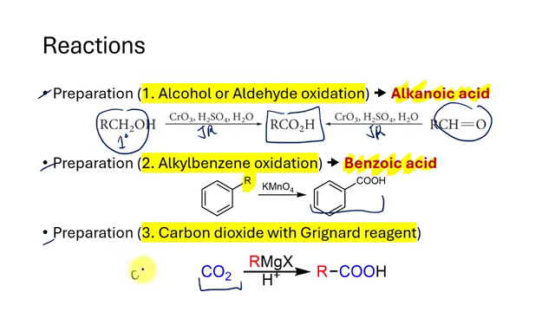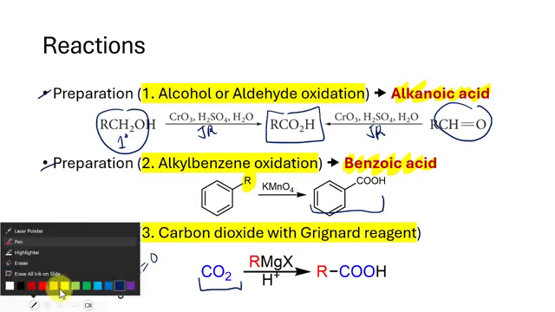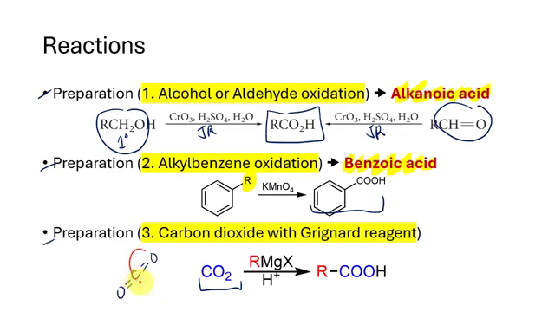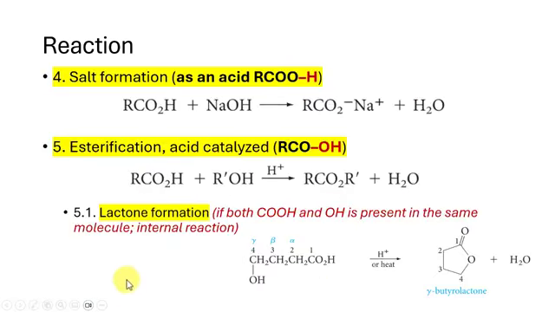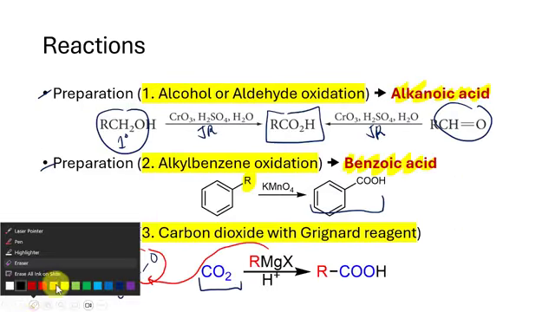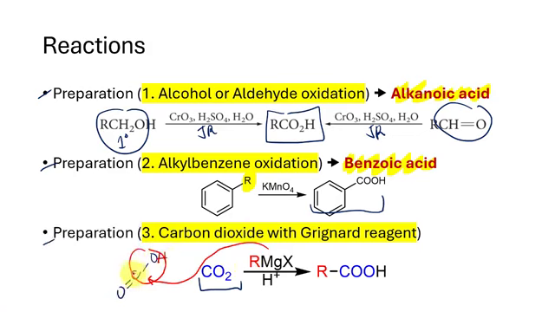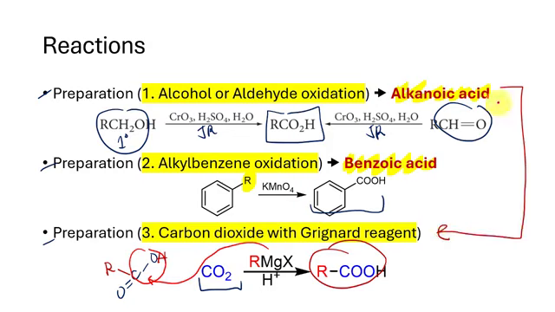Another preparation for carboxylic acid is by utilizing a Grignard reagent with the starting material of carbon dioxide. Try to remember carbon dioxide has this particular structure, so you can imagine that carbon dioxide contains two carbonyl groups which the Grignard reagent can attack. What happens is that one of the carbonyl groups is converted into a hydroxy group, and the R group is attached to the carbon to produce also an alkanoic acid. So you have two preparatory reactions to create alkanoic acids.